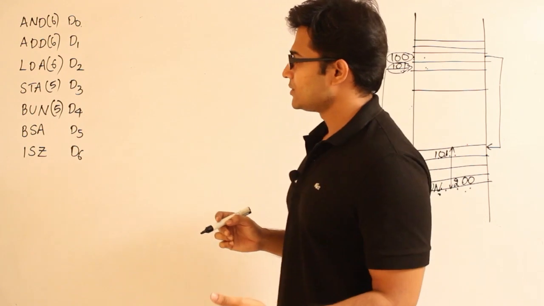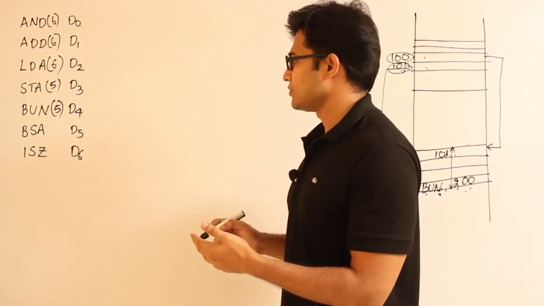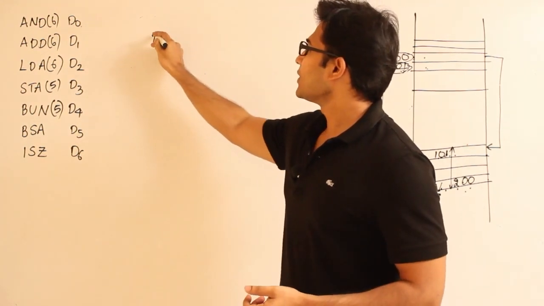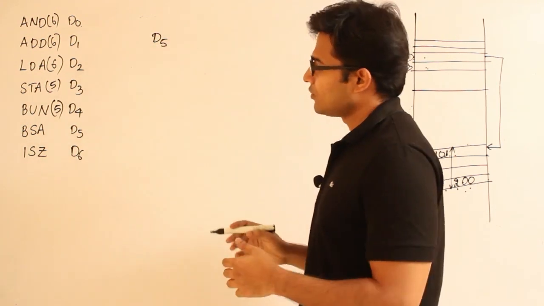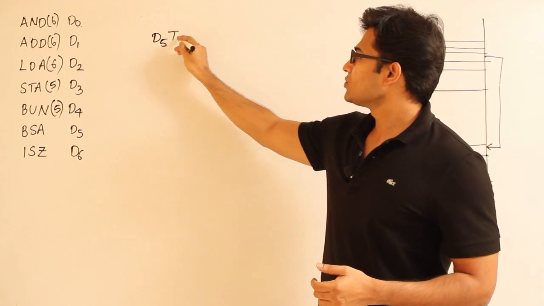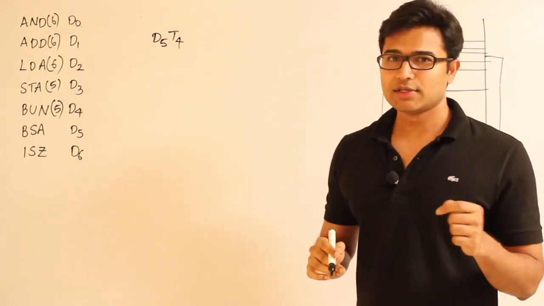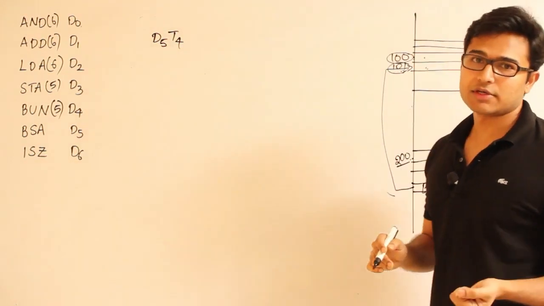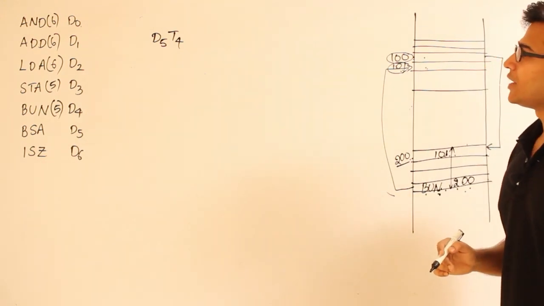Now how do I know that this instruction is branch and save the return address? If it is D5, right? And how do I know that it is the execution phase? If the clock is showing T4. So if it is T4, it means that we are trying to execute it. Now what are the various things that we have to do?